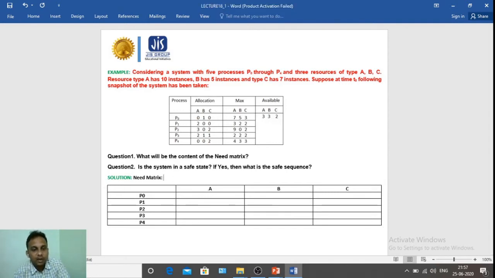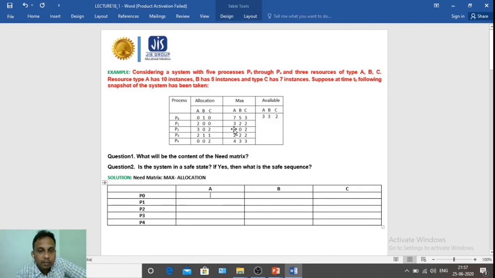The formula for need matrix is max minus allocation. So what we have to do? We will subtract the values of max minus allocation. So in case of P0, what will be the A resource? Here you can see that A is 7 and here is 0, so 7 minus 0 equals 7.